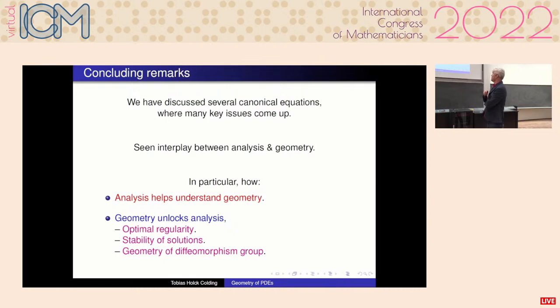So this is kind of an outline. This is sort of a sum up of how the analysis and the geometry interplay, and how the analysis helps you understand the geometry, and the geometry helps you understand the analysis.